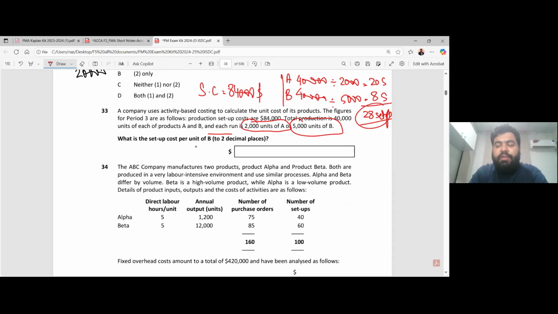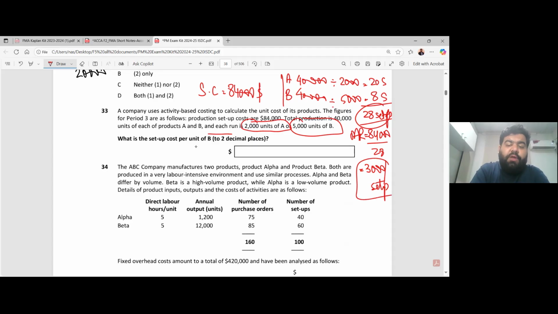Now you get the total number of setups. Just calculate OAR first. OAR is budgeted overheads, meaning the cost pool 84,000 divided by 28. 84,000 divided by 28 is 3,000. It's 3,000 per setup.